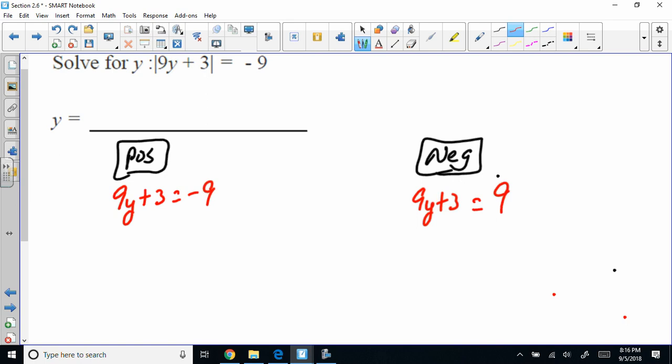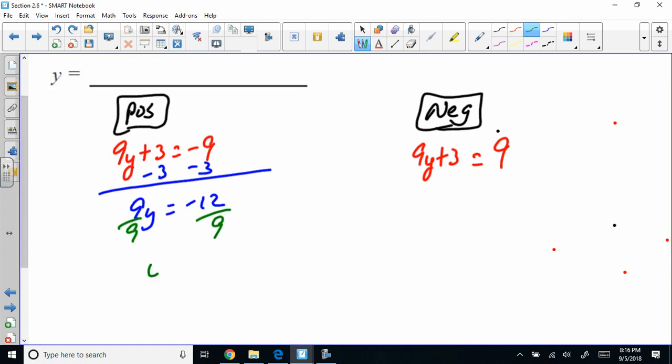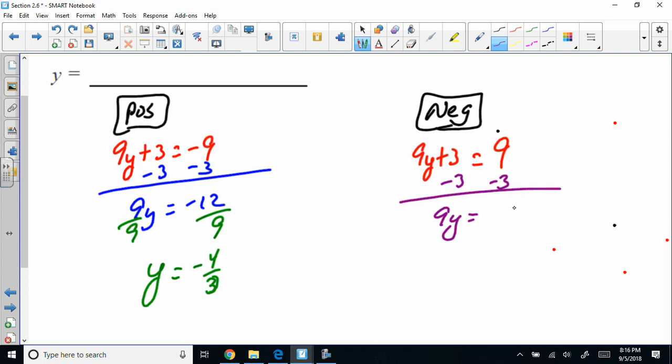So that's really what you're doing. So, all right, so here we go. So that's -3. So that's 9y equals -12. Divide both sides by 9. And we get y equals -4/3, right? So I simplify that. And then let's do the other side. So that's 9y equals what? 6. Divide both sides by 9. So y equals 2/3. Right?